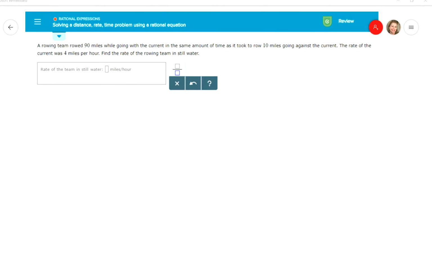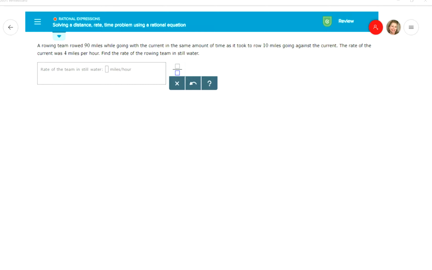A rowing team rowed 90 miles while going with the current in the same amount of time as it took to row 10 miles going against the current. The rate of the current was 4 miles per hour. Find the rate of the rowing team in still water.